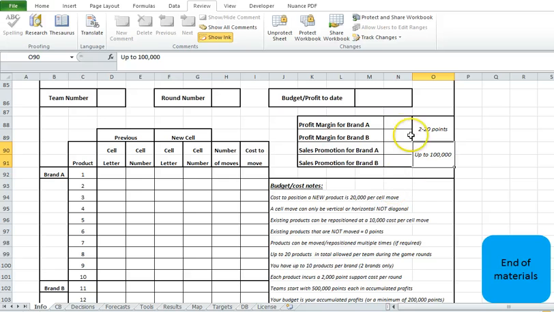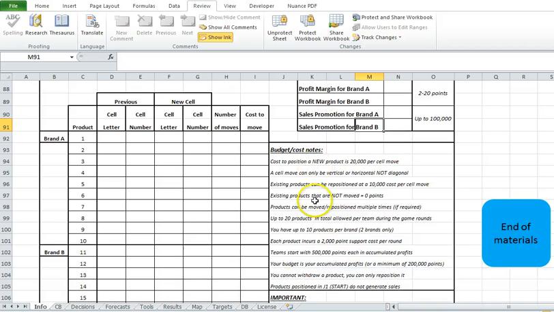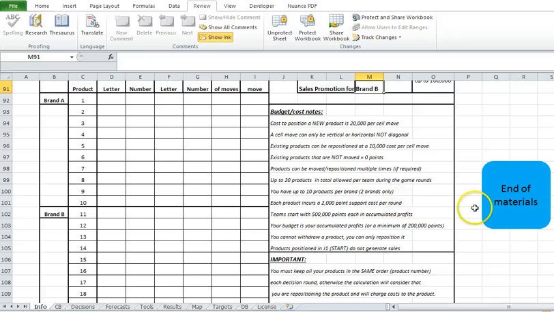So we've got decisions. How many brands do we have? Do we have both A and B? How many products do we have? Where are they? And what's our margin for each brand? And what's our promotion for each product? Like I said, all the rules sit here on the decision sheet, so they're easy to refer to.